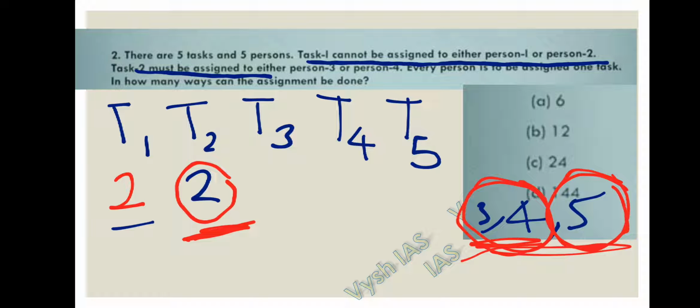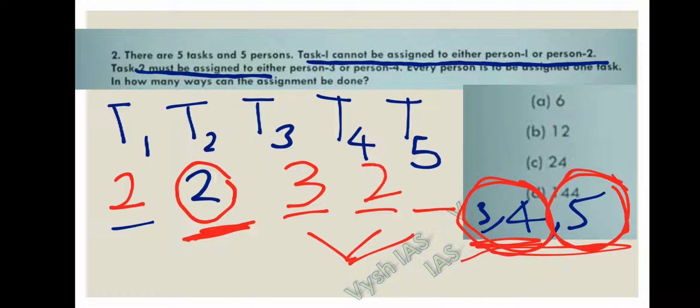And coming to the other 3 tasks, 3 persons are remaining. So for task 3, 3 combinations are possible, for task 4, 2 combinations are possible, and for task 5, 1 combination is possible, because 3 persons are there and 3 tasks are there.